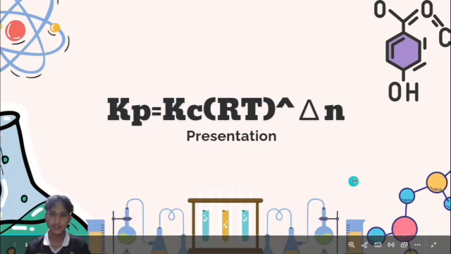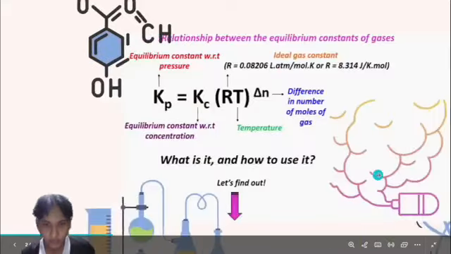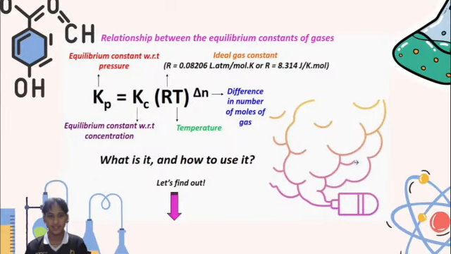Now I'm going to explain Kp equals Kc (RT) to the power of delta n. The first thing we need to know is what it is and how to use it. Kp is the pressure equilibrium constant, Kc is the concentration equilibrium constant, R is the gas constant, T is the temperature, and delta n is the difference in number of moles of gas.